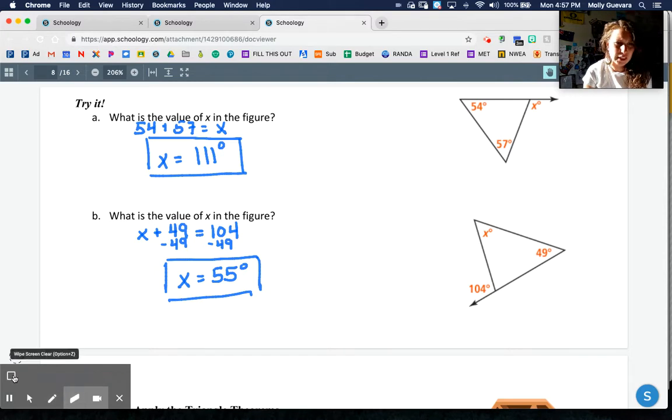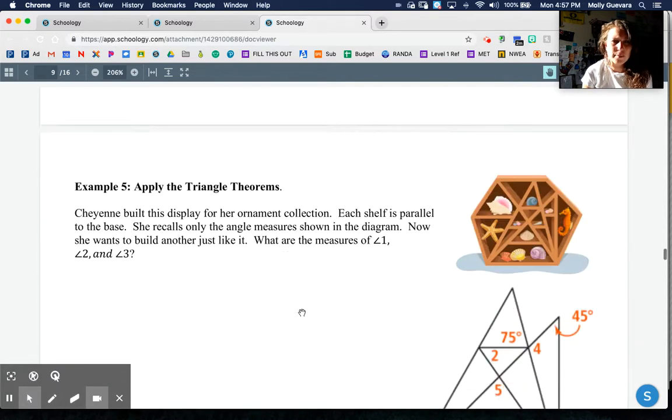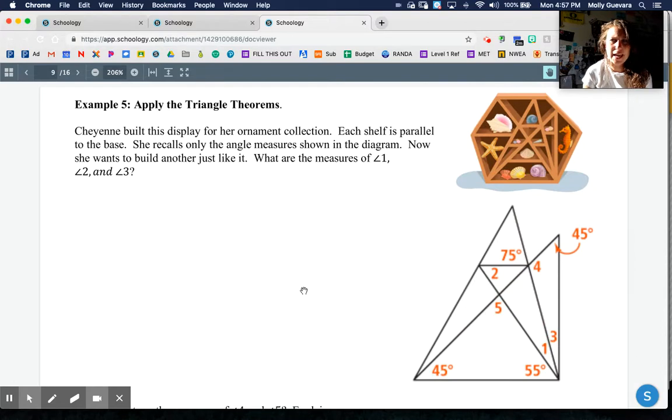So we're cruising here. Okay, so example 5 is, how do we apply this in a real world-like situation? And how do we take something that looks really complicated and break it down in a way that makes sense? So let's go ahead and read this prompt first. Cheyenne built this display for her ornament collection. Each shelf is parallel to the base. She recalls only the angle measures shown in the diagram, so right here. So this is a blown up version of this. Now she wants to build another one just like it. What are the measures of angle 1, angle 2, and angle 3?